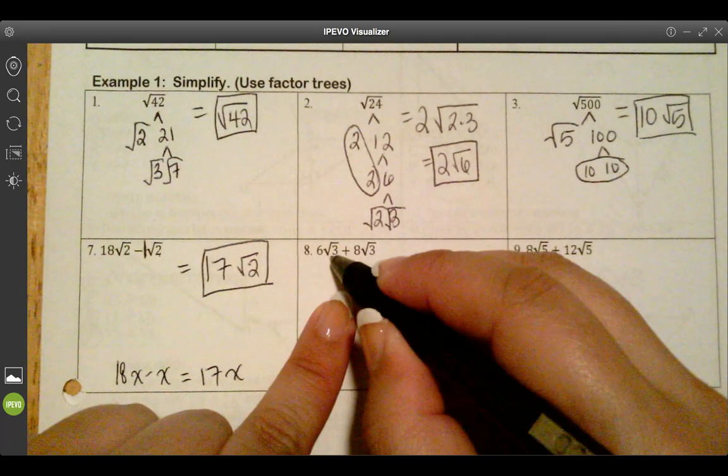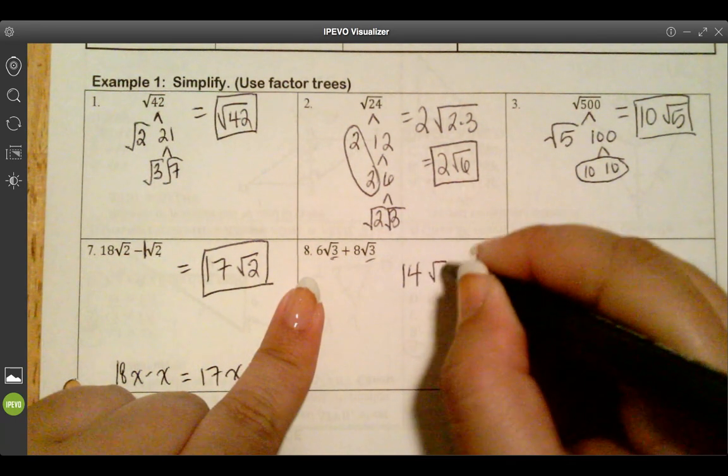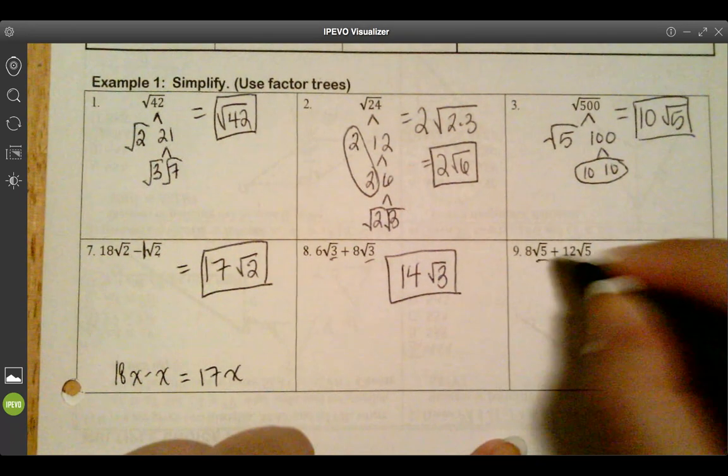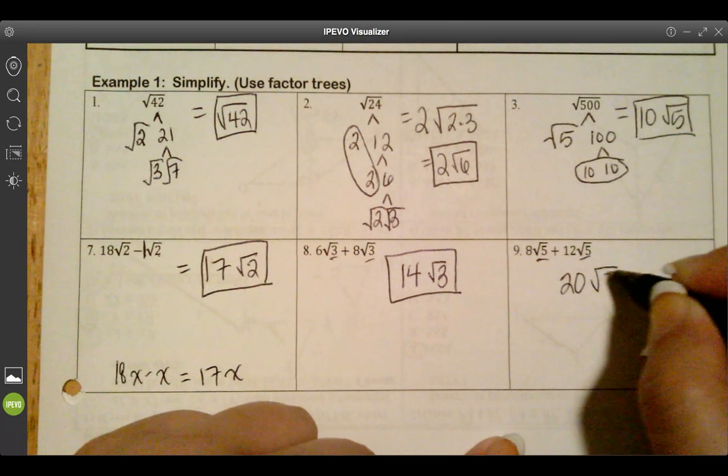Here we have the same radical. 6 plus 8 is 14 times the square root of 3. And here again, same radical, 8 plus 12 is 20 times the square root of 5.